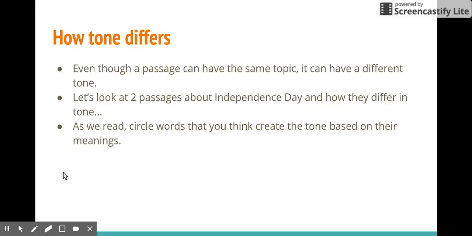Okay, but I want to show you some examples in how tone can differ. Okay, so even though a passage can have the same topic, it can have a different tone. Let's look at two passages about Independence Day and how they differ in tone. As we read, circle the words that you think create the tone based on their meanings. So I'm going to need you guys to pause the video when I go to the next slide and read the topic. And then on your notes, I want you to highlight the words that you think create the tone based on the meanings. Okay?